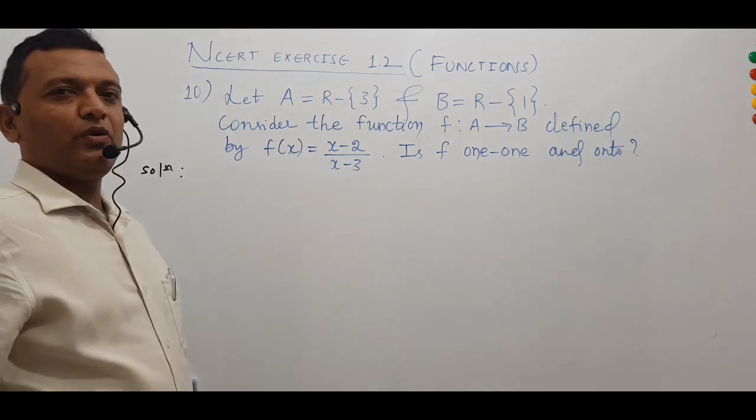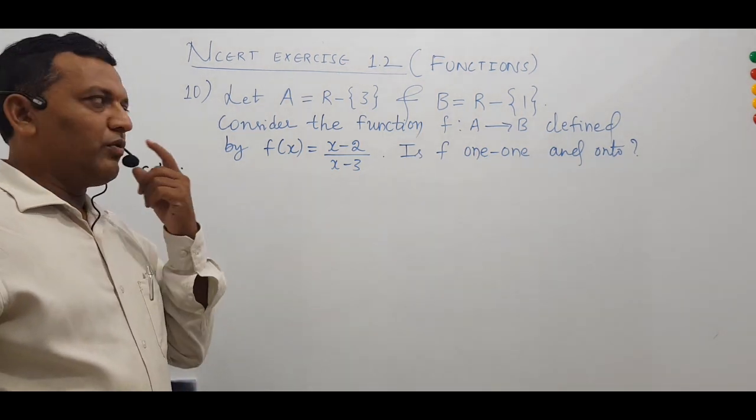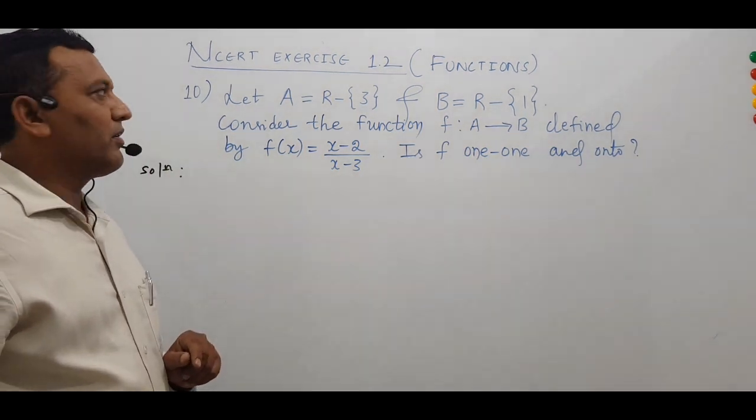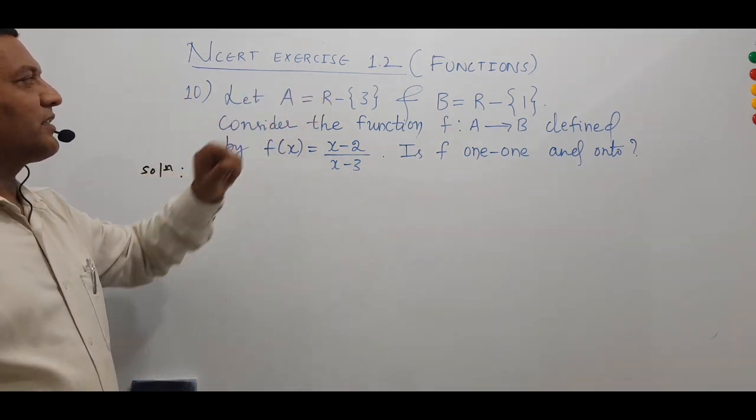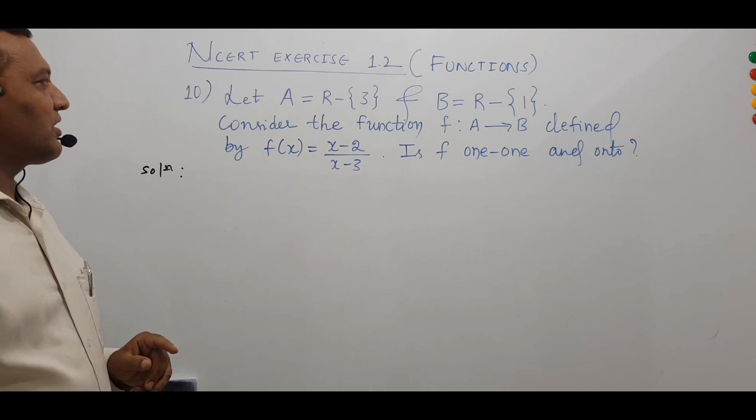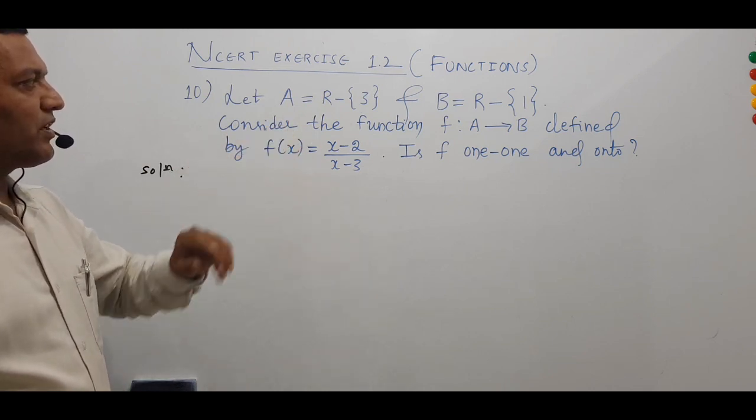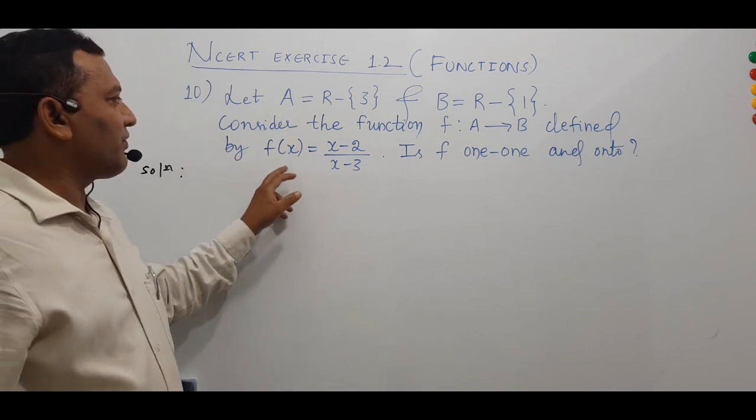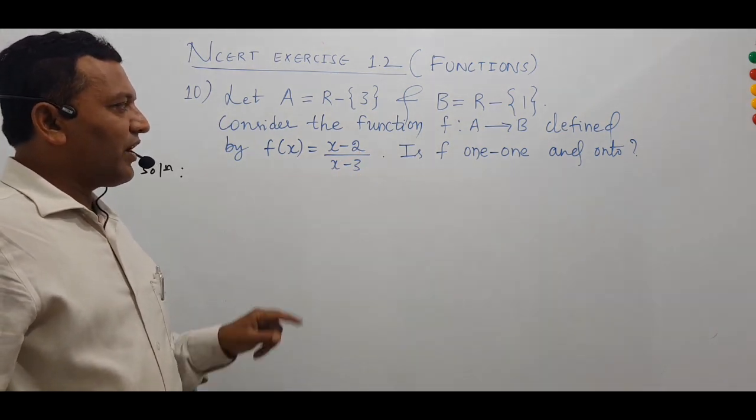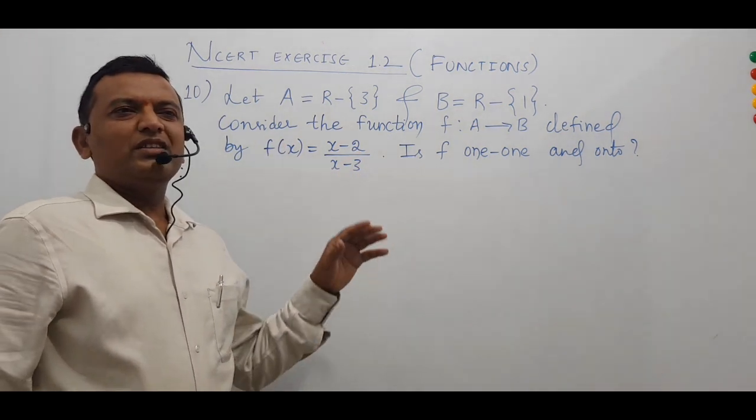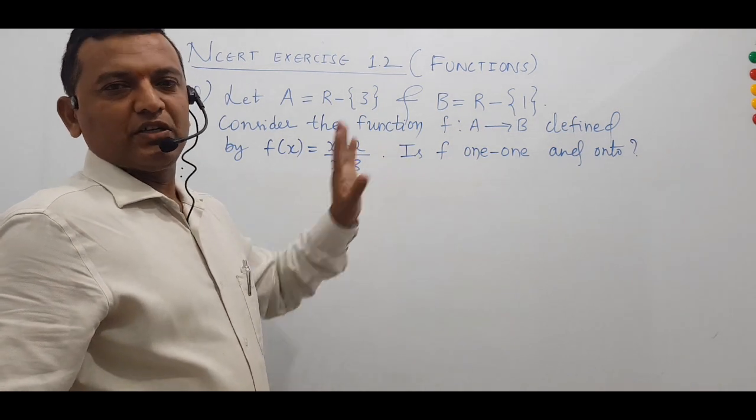Well, students, now we have completed question number 9. Now we'll go to question number 10. Now the question is, let A be equal to real numbers except 3, B be equal to real numbers except 1. You have to consider a function from A to B defined as f(x) equal to (x-2)/(x-3). Is f one-one and onto? It's just like indirectly asking whether it's a bijective function.